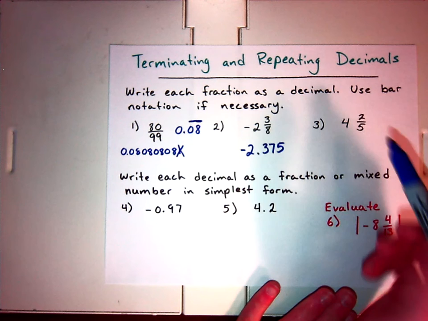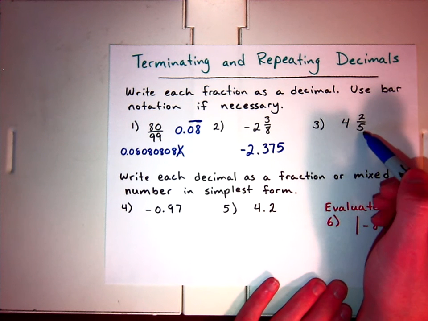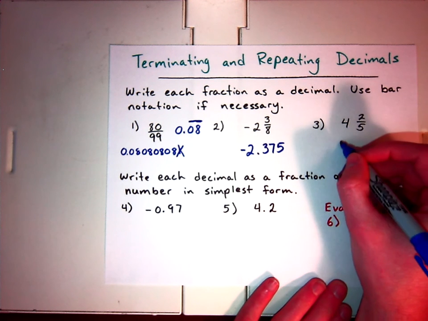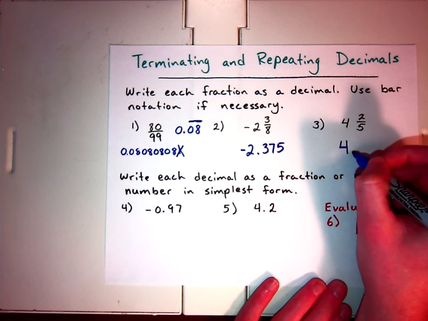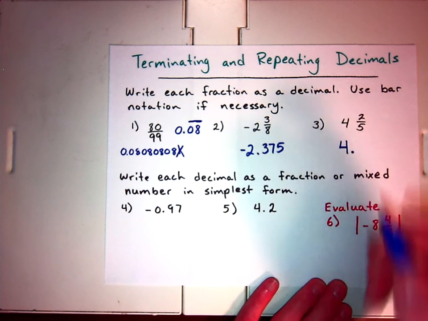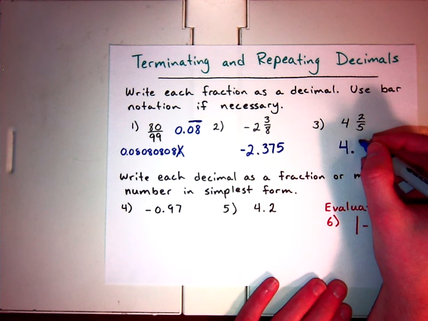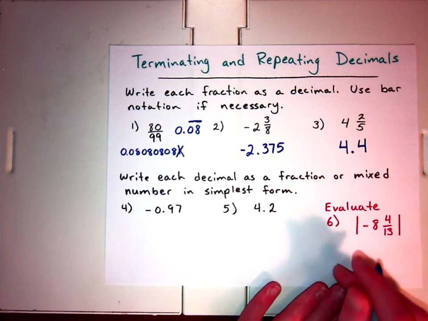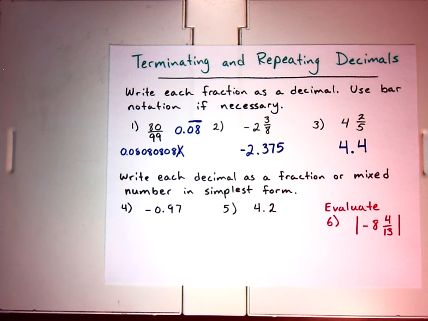For number 3, I've got 4 2/5, which means I need to take my 4, take that whole number, and that's my whole number in my mixed number and in my decimal. And then I have 2 divided by 5, and that's 0.4. So I just put 0.4 after that. So I would get 4.4 as my value.